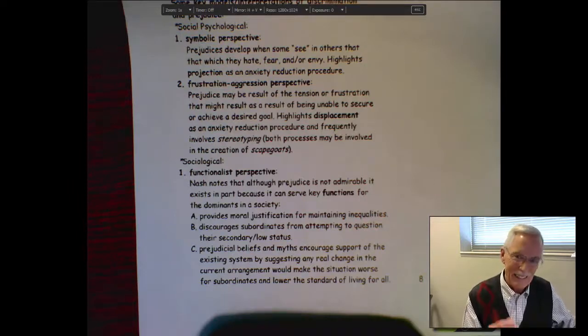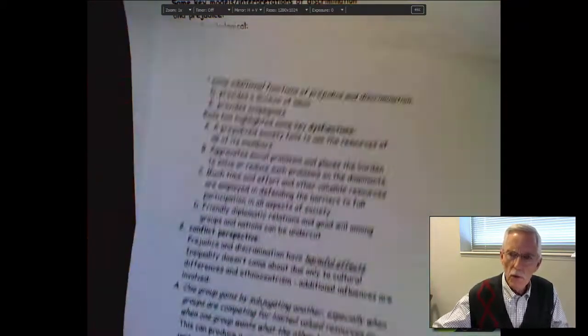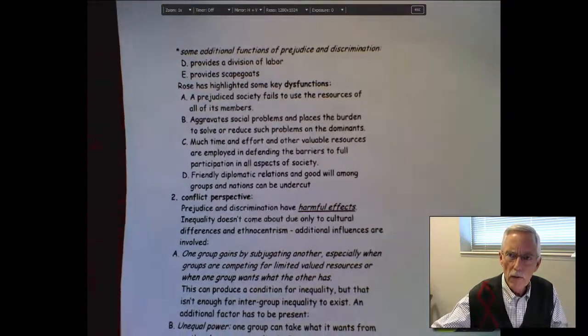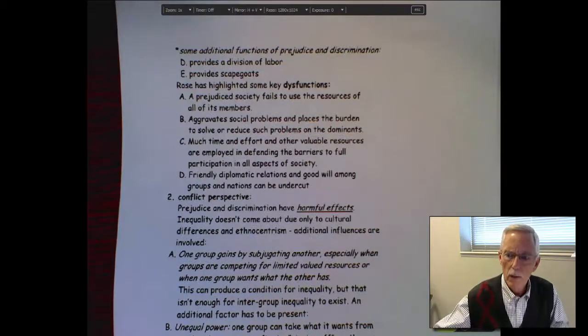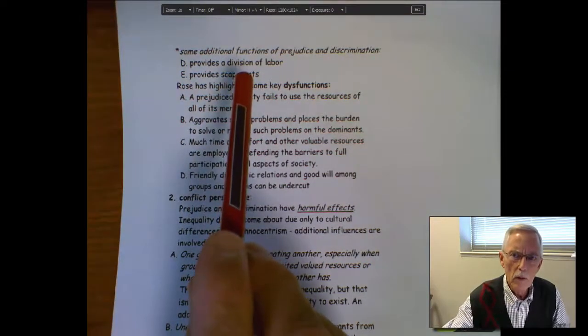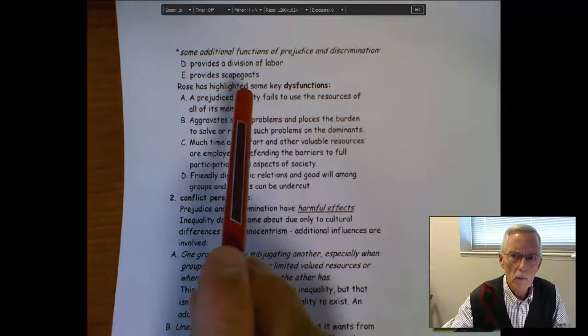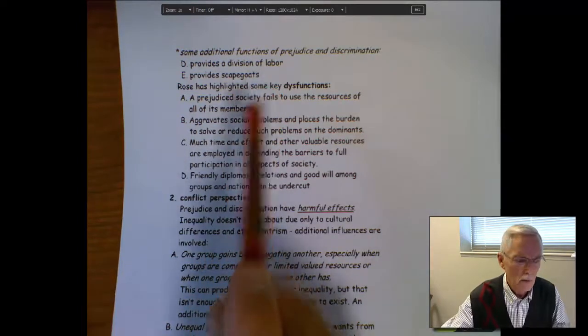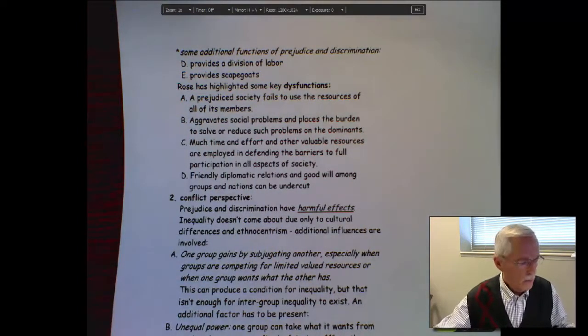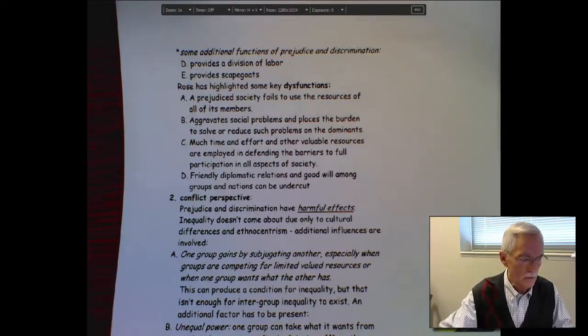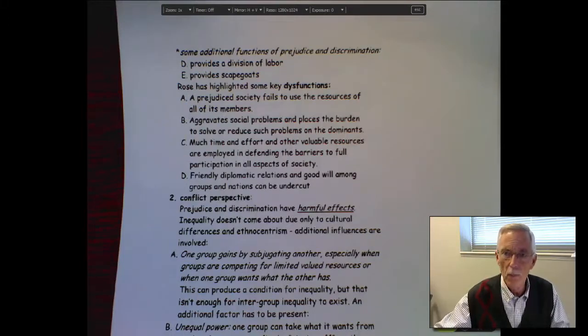So bear in mind again the fact that discrimination and prejudice do provide some benefits for some. Go back again to what we talked about a moment ago: a convenient division of labor, scapegoats. But at the same time, you want to be alerted to the fact that there are some serious dysfunctions associated with discrimination and prejudice. And these are highlighted on page 9 by Rhodes.